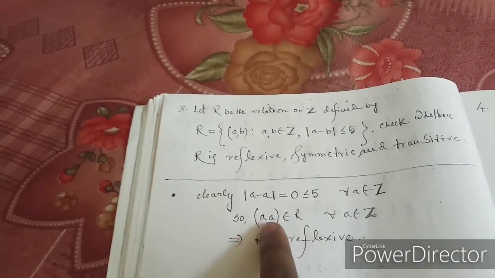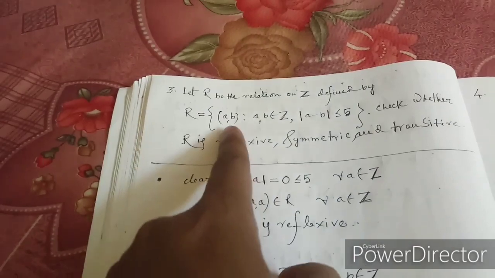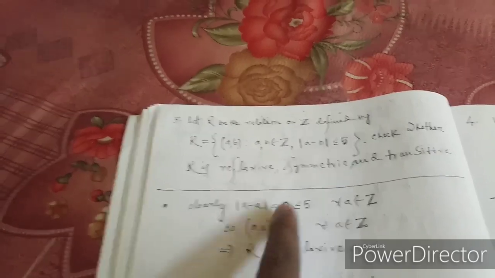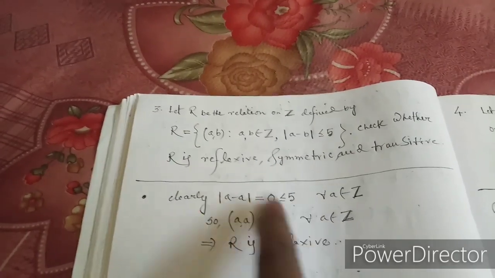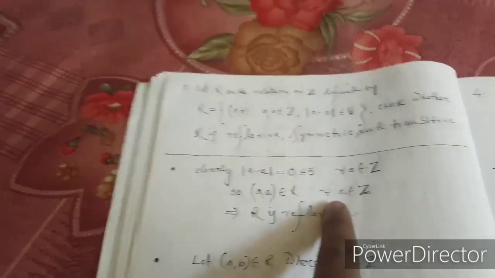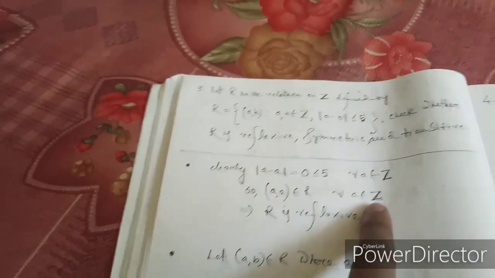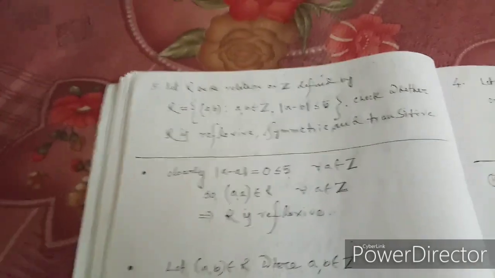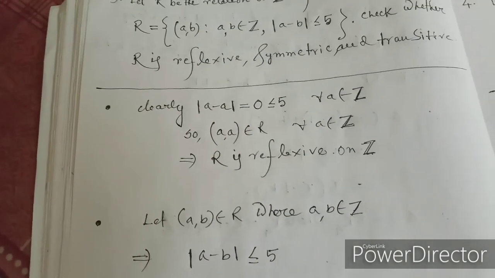So it is clear that by the definition of R, if |a - b| is less than or equal to 5, then (a, b) belongs to R. So here we see that |a - a| equals 0, and that 0 is less than or equal to 5. That means |a - a| is less than or equal to 5. This holds, so (a, a) belongs to R, and this holds for all a belonging to Z. This is the definition of a reflexive relation. So clearly R is reflexive on Z.